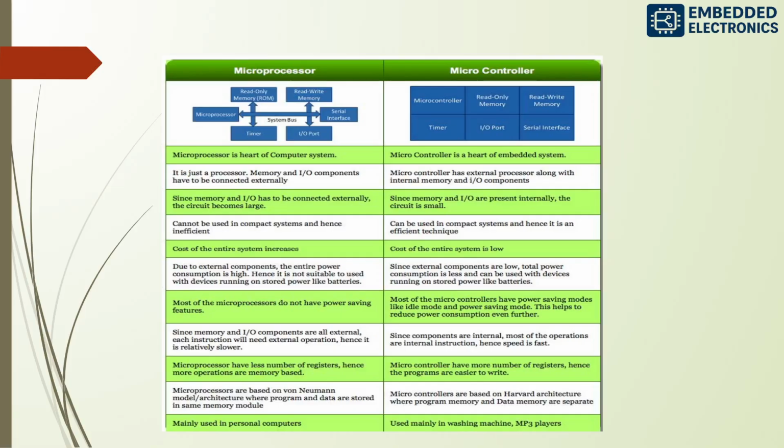The microprocessors are based on the von Neumann architecture, so here program and data are stored in the same memory. The microcontroller is based on the Harvard architecture, so program memory and data memory are separate. So where are we using the microprocessor? It is mainly used in personal computers, but microcontrollers are used in washing machines, MP3 players, security systems.